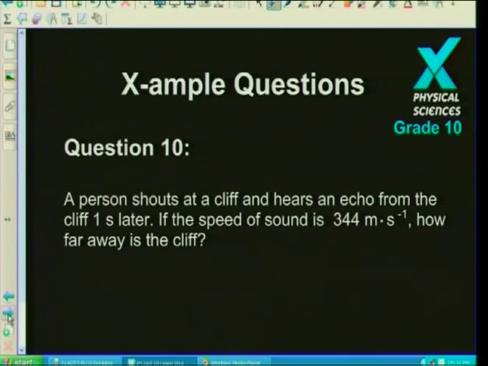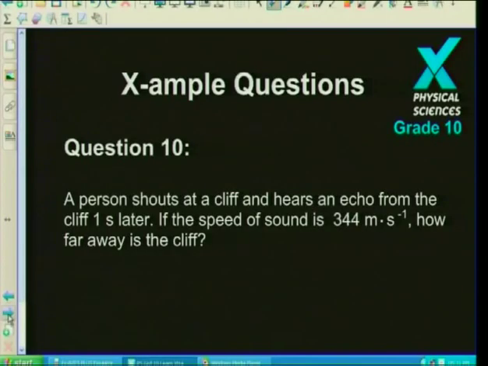So, a person shouts at a cliff, because we can, and I promise you one day if I ever get to somewhere where I can do this, I will. Here's an echo from the cliff 1 second later. Speed is 344 meters per second. How far away is the cliff?